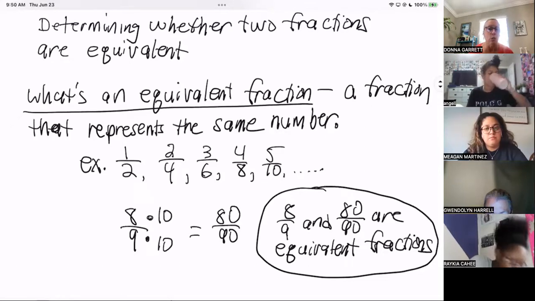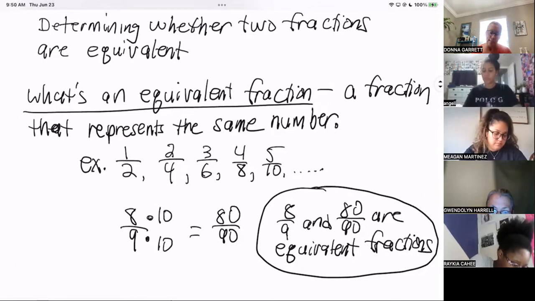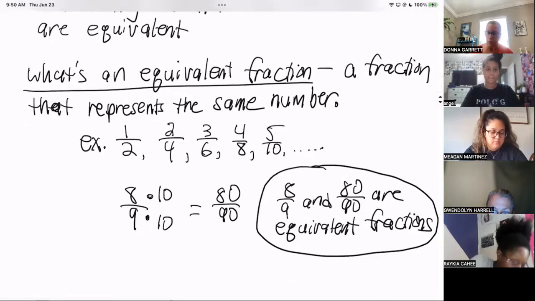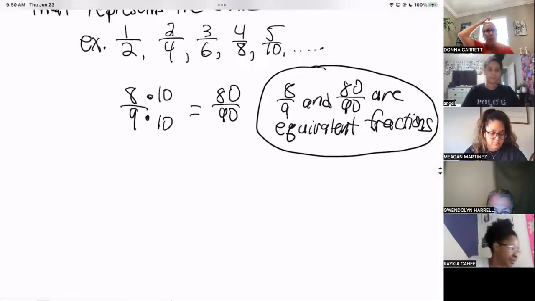Sometimes it's easy to tell when they're equivalent. Sometimes it is not, because I don't have to multiply by a whole number. I can multiply by a fraction. I can multiply by a decimal. So sometimes it's a little bit harder to tell when they're equivalent. I'm just giving you examples where you can see clearly they're all the same fraction, just written differently. Okay, so now, how do you tell? Let's do one example and then we're going to practice.